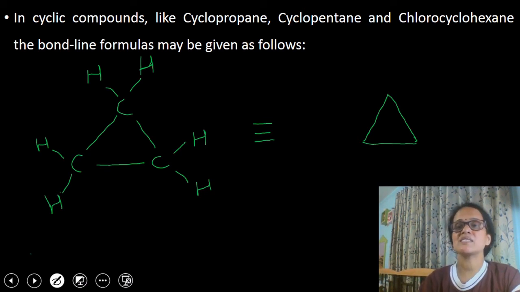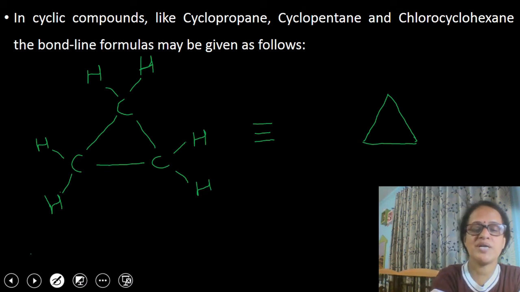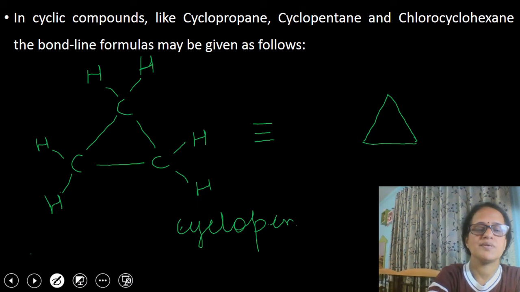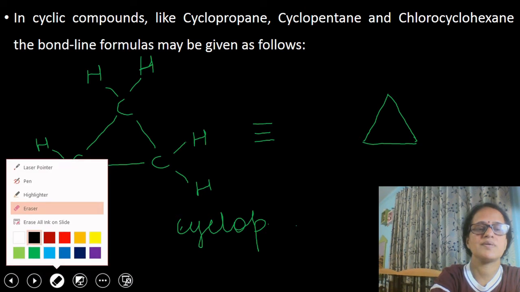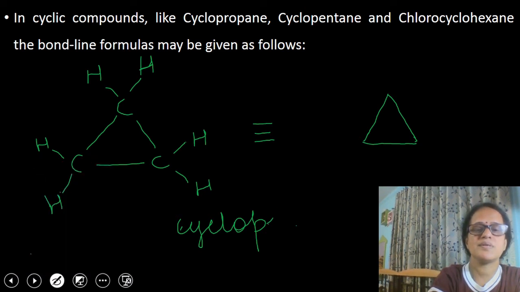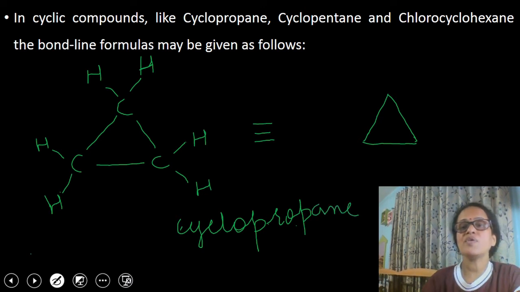Next one is the cyclopentane. So I am going to write the structure of cyclopentane, but first I'll write this is the structure of cyclopropane. This is the structure of cyclopropane. Now we will write cyclopentane. So cyclopentane will have 5 carbon atoms. So I am writing the structure here.